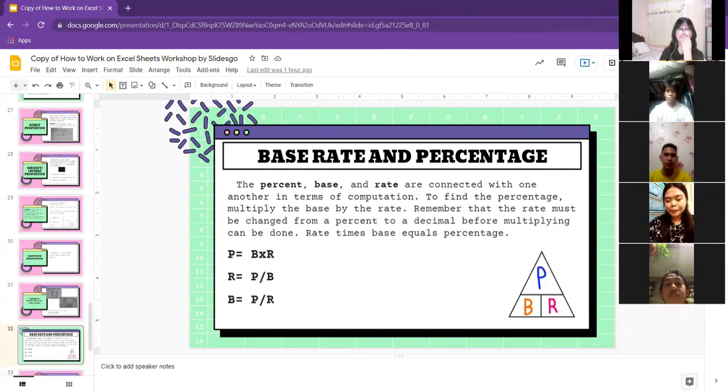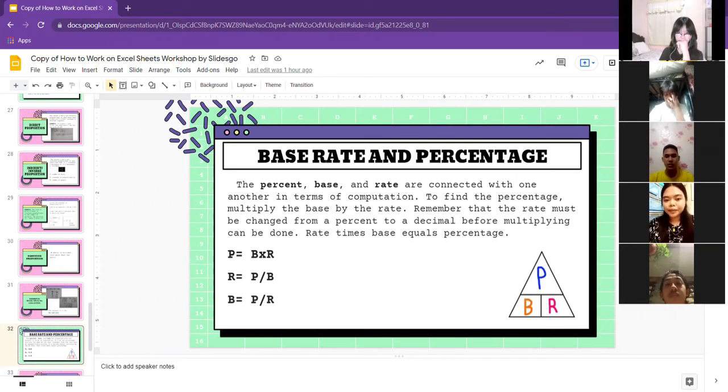The percent, base, and rate are connected with one another in terms of computation. To find the percentage, multiply the base by the rate. Remember that the rate must be changed from a percent to decimal before multiplying can be done. Rate times base is equal to percentage. Yung percent, base, and rate, konektado daw sila sa isa't isa kapag compute. Multiply mo yun, pero bago mo i-multiply, yung rate muna, gagawin mo muna siyang from percent to decimal. Tapos pag nagawa mo na siyang decimal, mamultiply mo na siya.